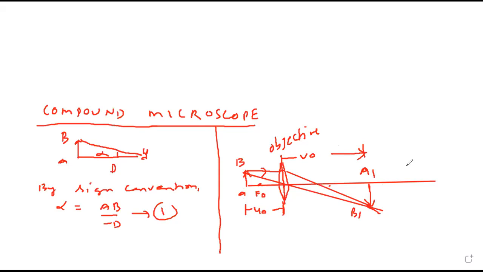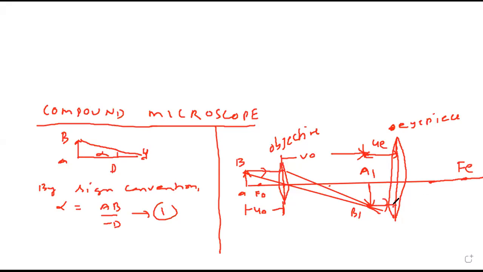Now, eyepiece can be adjusted in such a way that we get magnified virtual image on the same side of object. A1B1 behaves as object for eyepiece. Eyepiece is like simple microscope. So we can bring it very close to the object A1B1. Eyepiece we can adjust so it can be brought closer so that this A1B1 lies in between F and P of eyepiece. So this is suppose focal length of eyepiece.